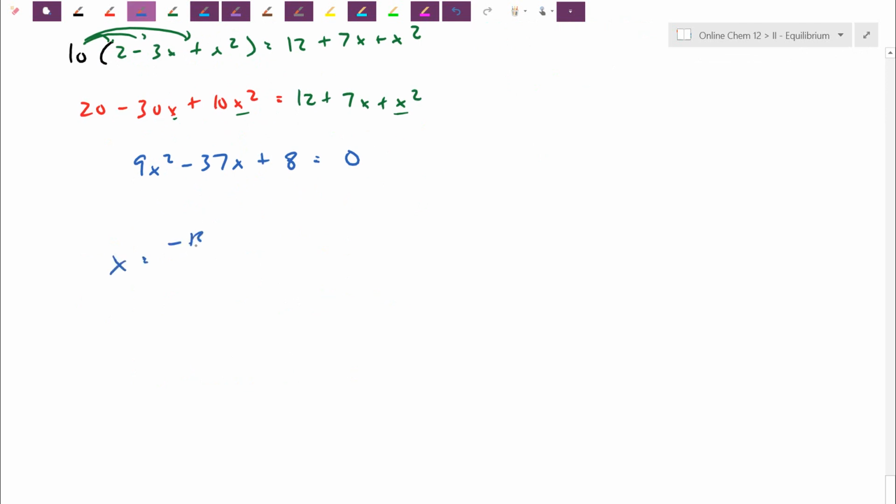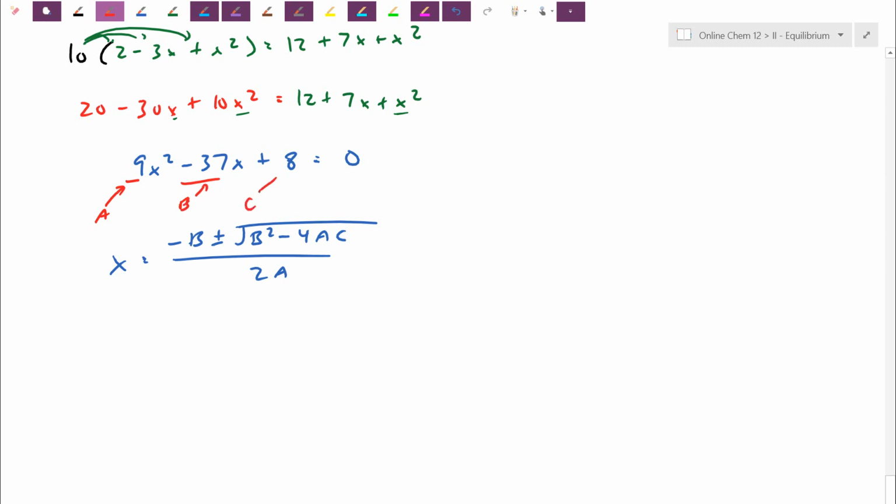If you remember from your math classes, your quadratic formula was this really scary looking thing. Negative b plus or minus the root of b squared minus 4ac divided by 2a. And essentially, I would need the a, in this case here, is 9. The b is actually negative 37. And the c is actually 8. So, mathematically more challenging. Let's see what we get.